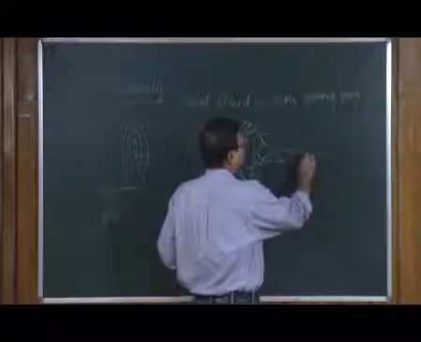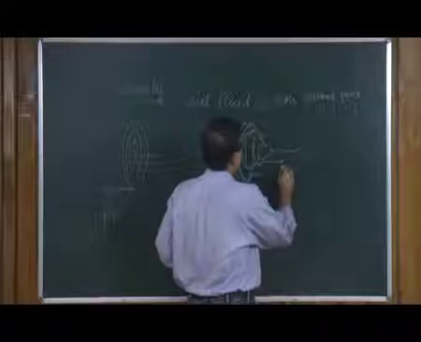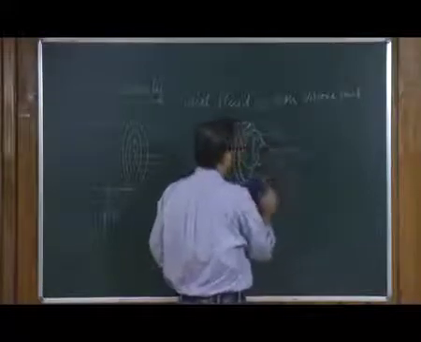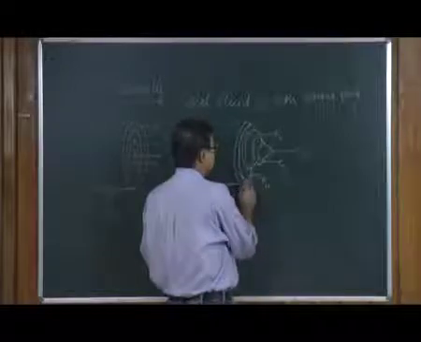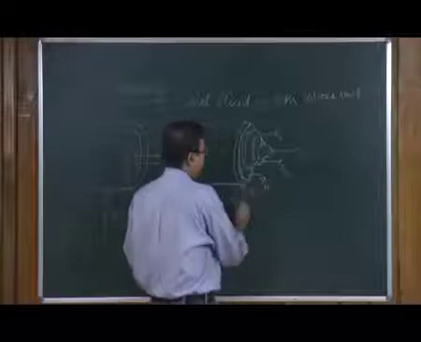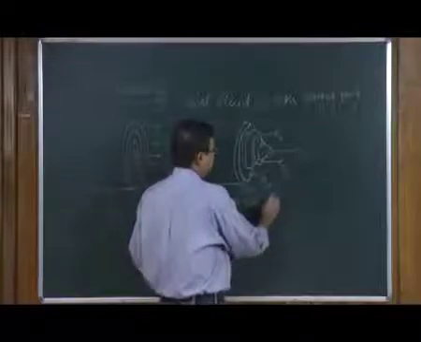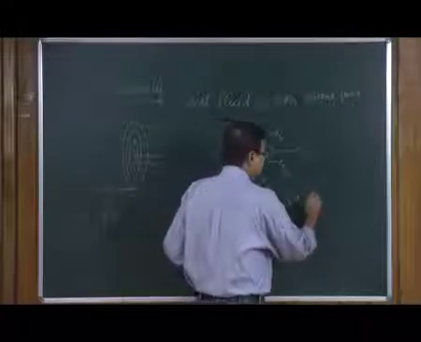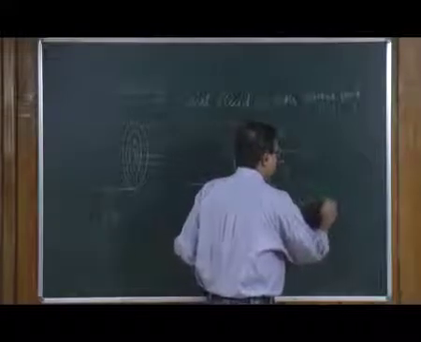So, let us call this velocity V1, this one V2, this one V3, this one V4, and then let us call this velocity V5, which is equal to 0. So, we have V1 greater than V2 greater than V3 greater than V4 and of course, greater than V5 which is equal to 0.